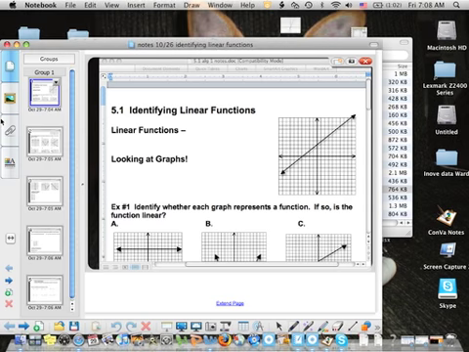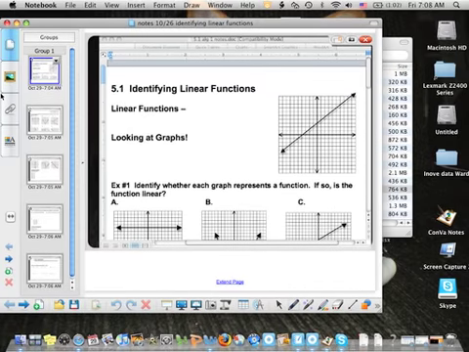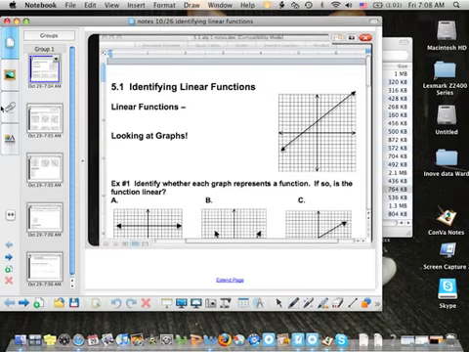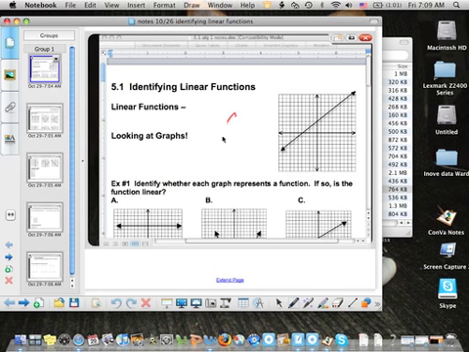These notes were given, whoops, my screen's moving there. These notes were given on, okay, sorry, I was having pen trouble, my bad.